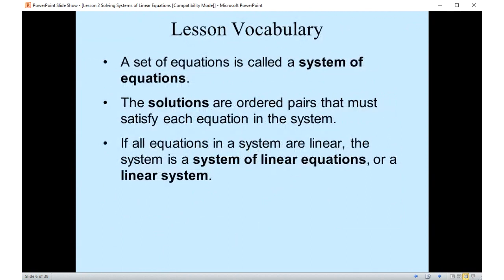The lesson vocabulary for today is: a system of equations is when you have two equations on one graph. The solutions are the ordered pairs that must satisfy each equation in the system. And if all the equations in the system are linear, the system is a system of linear equations, or a linear system.